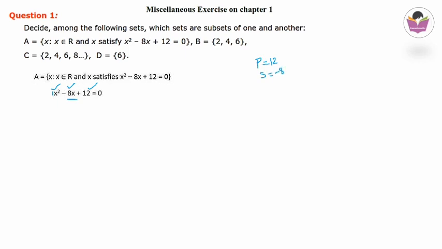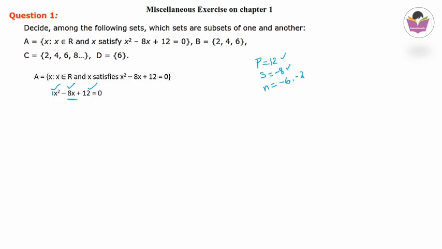So we have to find two numbers whose product is 12 and sum is minus 8. It should be quite clear that because the sum is negative and the product is positive, both numbers should be negative. So here the numbers are minus 6 and minus 2. When you add minus 6 and minus 2 we get minus 8, and when you multiply these two we get plus 12.